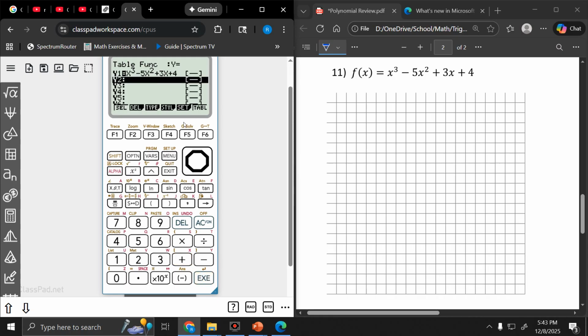Always check your setup. So F5. See, mine always resets. So I'm going to set it to -10 to 10. I'll go ahead and start with a step of 1. Okay, so I'm going to table that. Go ahead and try yours. See if you get something like what I'm going to get.